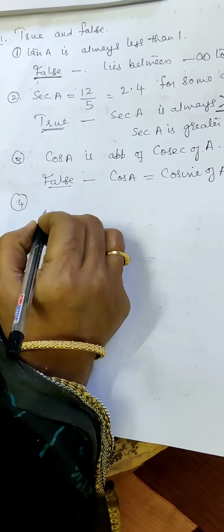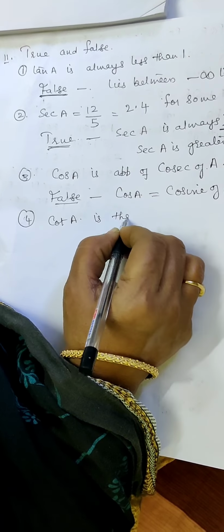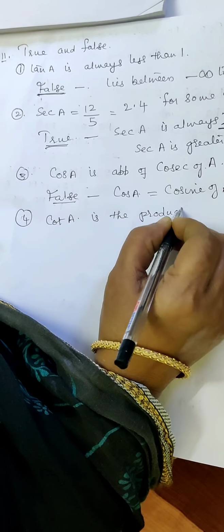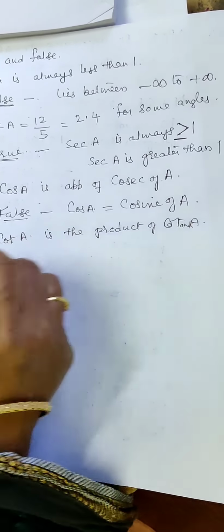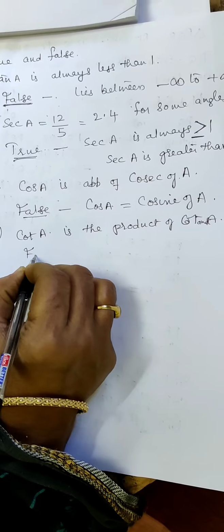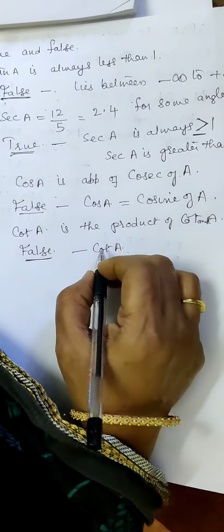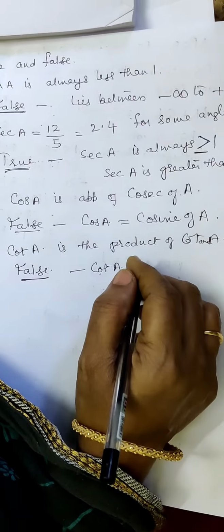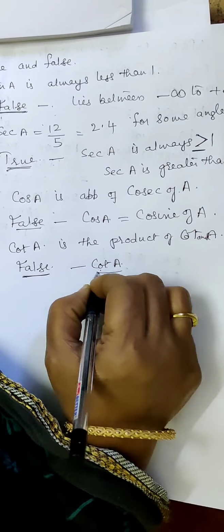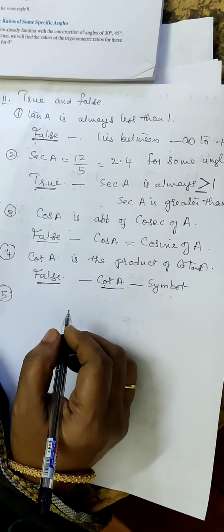Number 4. Cot A is the product of cot and A. This is also false. Why? Because cot A is not a product of cot and A. This is just the symbol, and this cannot be separated. Cot A is just the symbol, called cotangent of A, not a separation of cot and A.